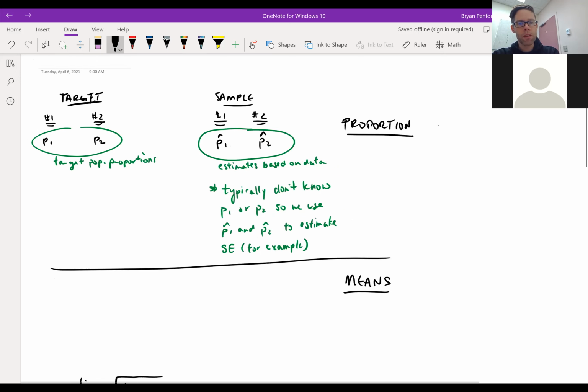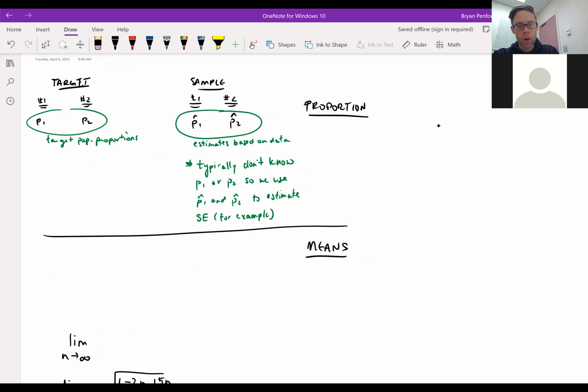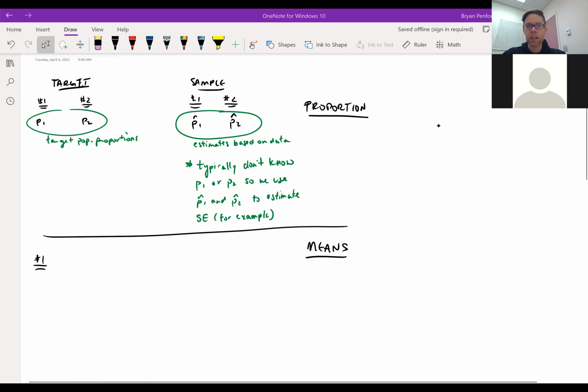And so let's talk about what happens with respect to averages, or with respect to dealing with numerical data instead. With numerical data, you still have target and sample population, and we still have our two subpopulations. To keep it nice and easy, let's just think males versus females. That's usually an easy two subpopulations for us to think about. So let's say number one and number two are males and females. And each subpopulation is going to come with a target measure of center, which we call mu1 and mu2. And each target population also comes with a standard deviation.